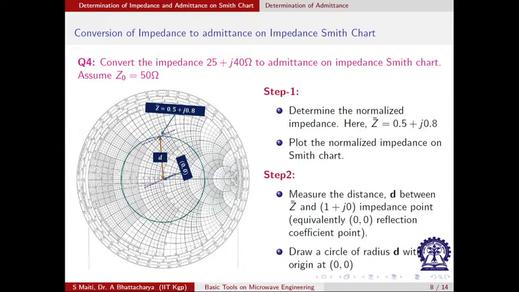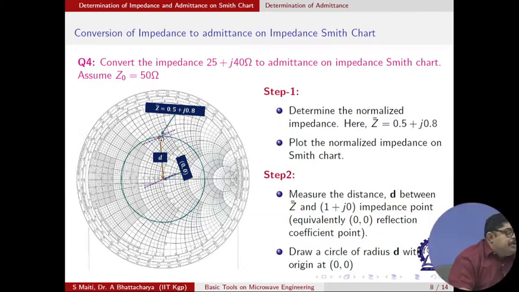Now, the question of that conversion we are addressing here: the same impedance 25 plus j 40 ohm which I have done in the first problem, you convert it to admittance on the impedance Smith chart. So, you do as before, plot the normalized impedance. You see that we have plotted it in this figure, and this is the point where we have plotted it.